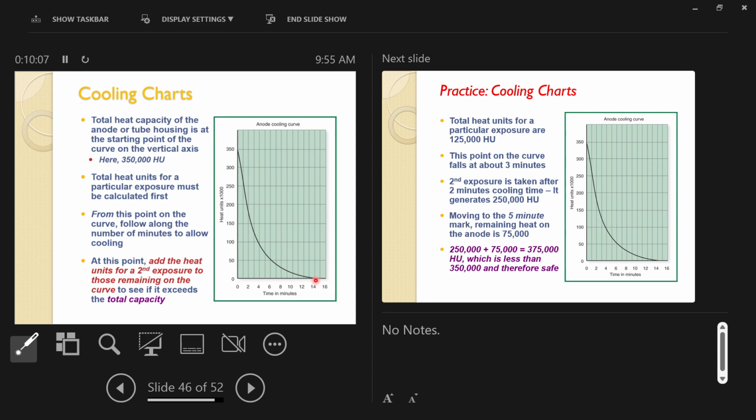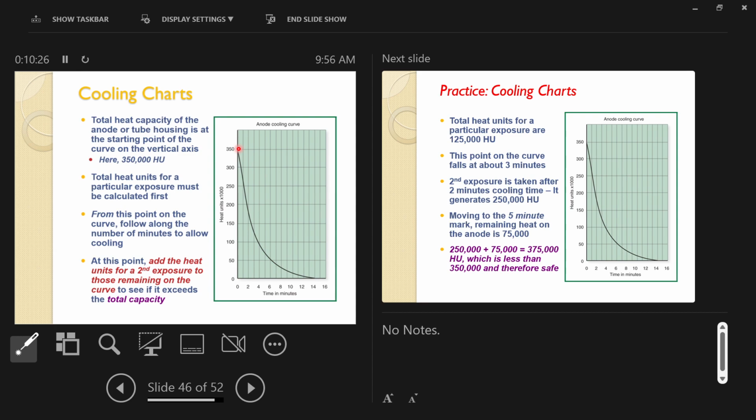So if we start at time 0, we heated our machine up to 350,000 heat units. Time equals 0, we're at 350,000 heat units. We have reached our maximum capacity for the equipment. We need some time to let it cool down before we can make our next exposure.